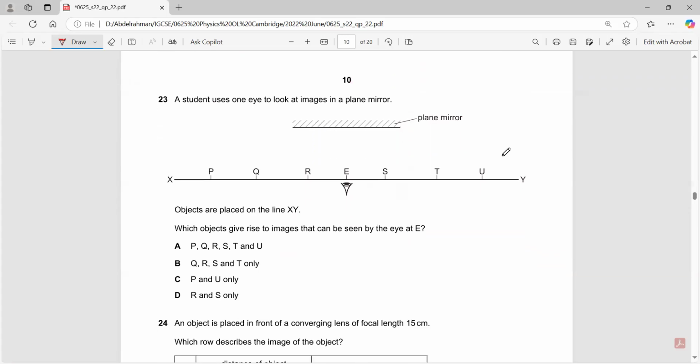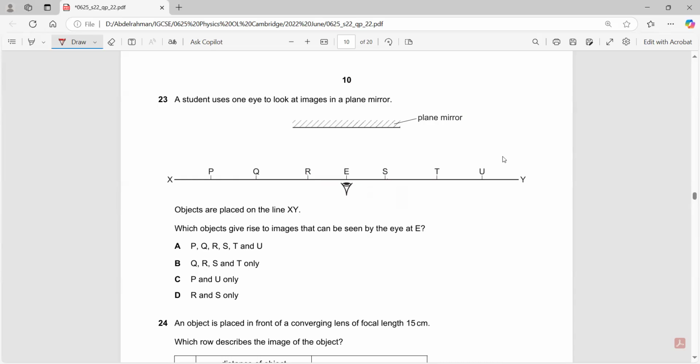Question 22. Objects are placed on line XY. Which objects give rise to images that can be seen at E? Okay, nice question. So at E, you have a mirror, you have a reflection. How can I find the images? Can I see, for example, R? Can I see S? Can I see Q, T, P, U? How can I find it?